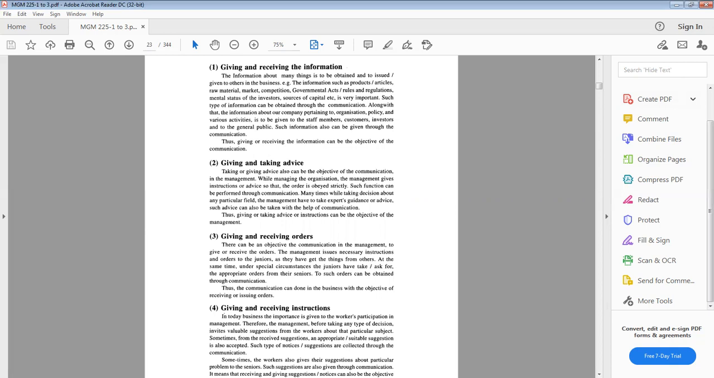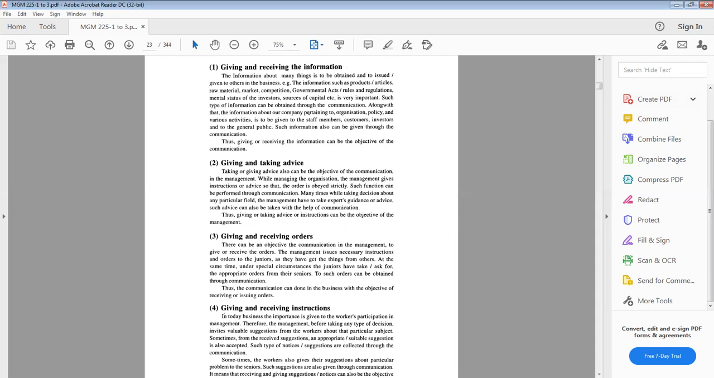Giving and receiving instructions. In today's business, importance is given to the workers' participation in management. Therefore, the management, before taking any type of decision, invites valuable suggestions from the workers about a particular subject. Sometimes the suitable suggestion received is also accepted. In such cases, suggestions are collected through communication, training, and counseling.